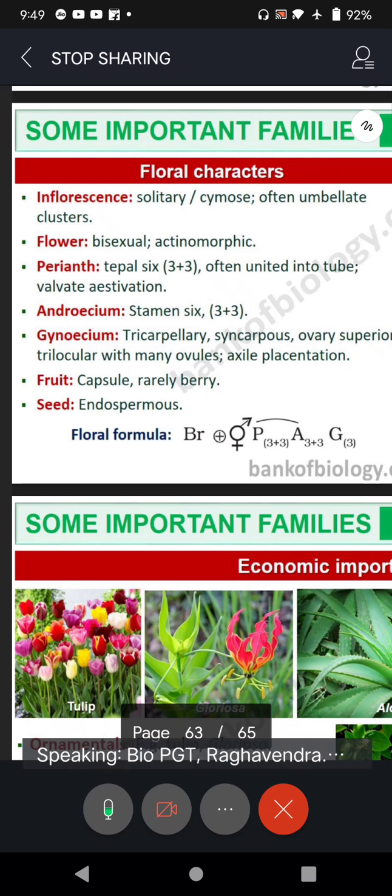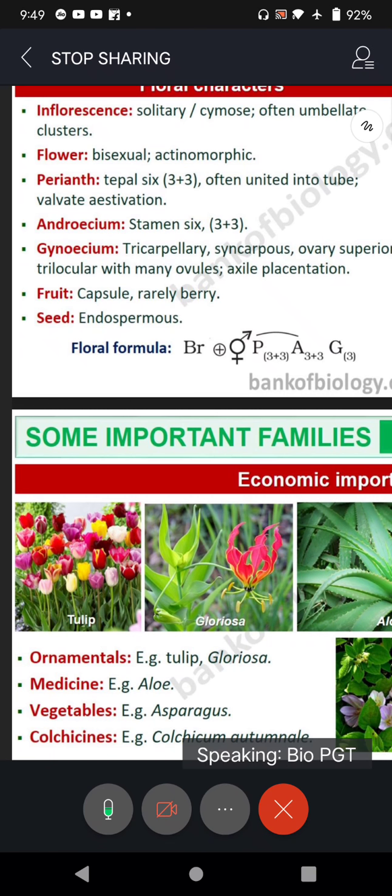Superior ovary, I think I told you to correct that. I think he has forgotten to put that underline under G. So superior ovary. And trilocular, as I said, 3 locules will be there with many ovules. And placentation, we talked axile placentation. Again, just go through the diagram that I have given. What is axile placentation? And fruits, either it is a capsule or berry. And seed, as we said yesterday, endospermous, means lot of endosperm will be there. Okay, endosperm will be plenty.